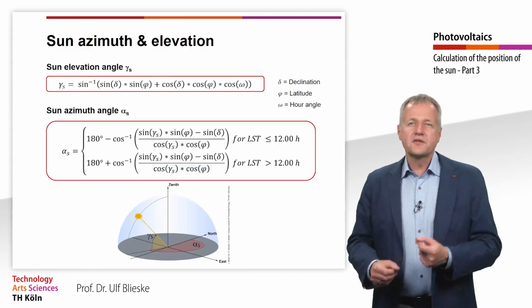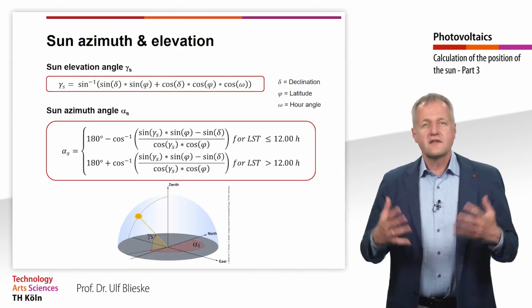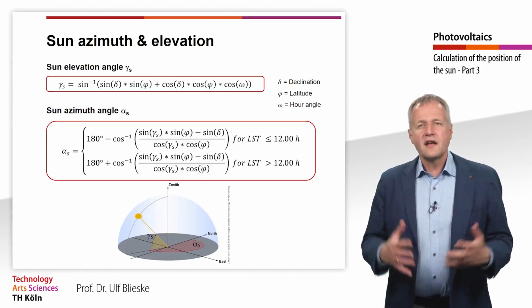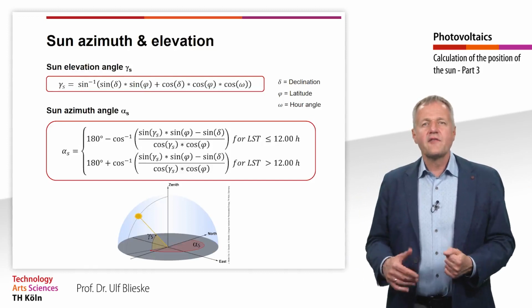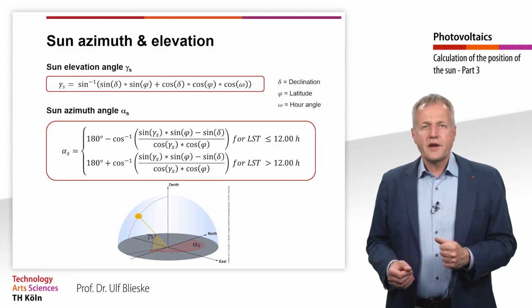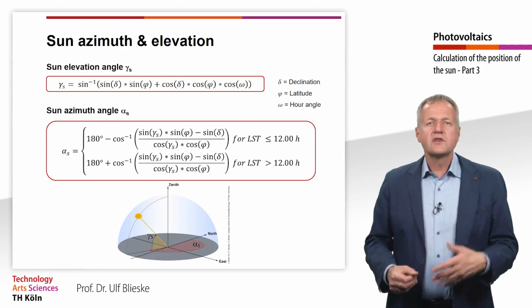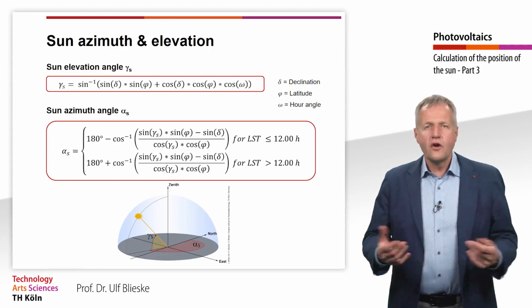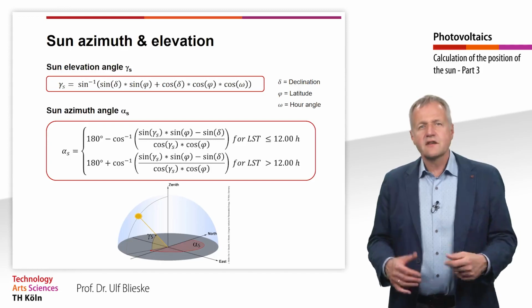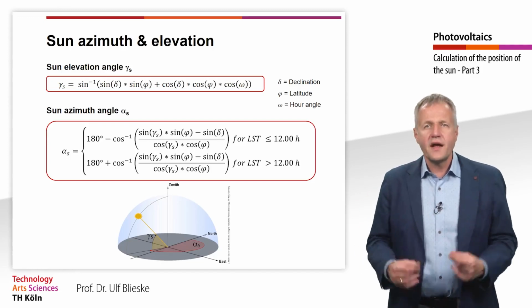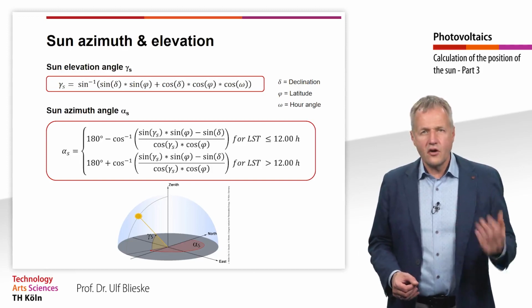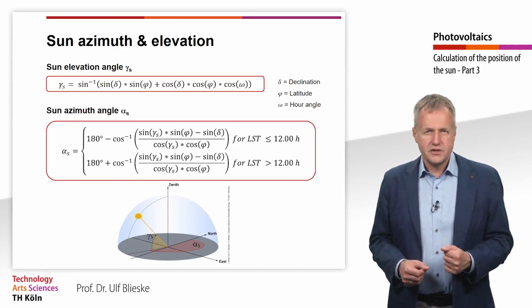Finally, we are able to calculate the sun azimuth and the sun elevation. The sun elevation angle gamma s is given by the formula in the upper red box. It depends on the declination, the latitude and the hour angle. Please note that the hour angle is directly correlated with the solar time and hence also depends on the longitude, the clock time and the time equation.